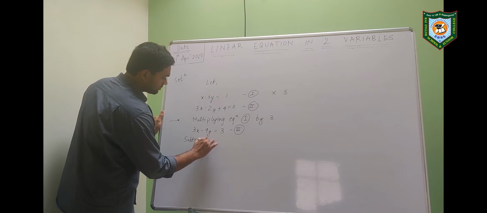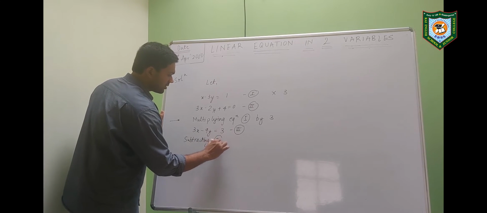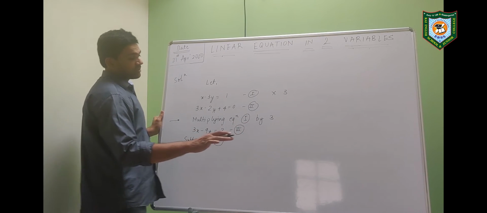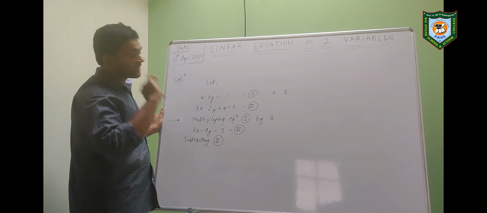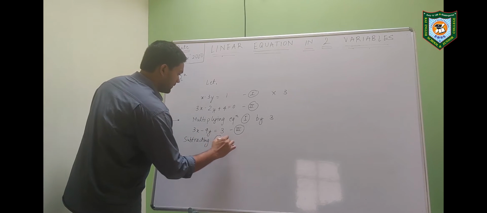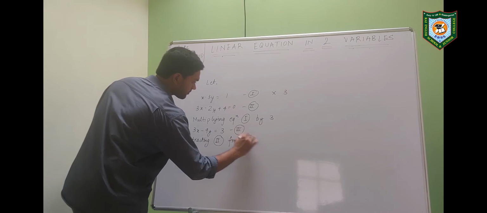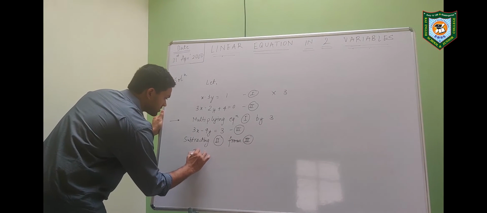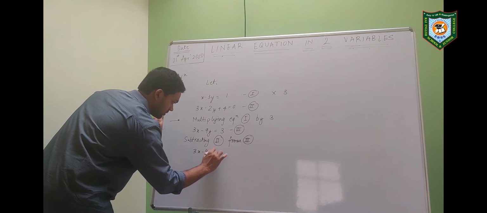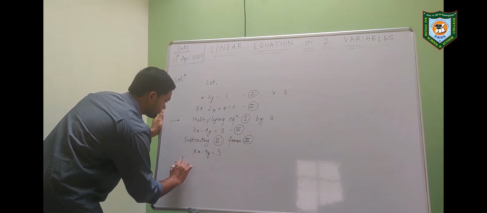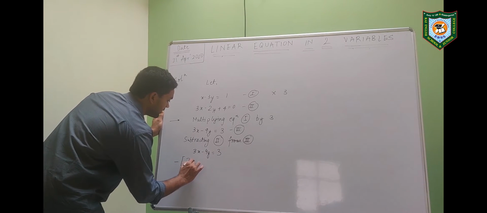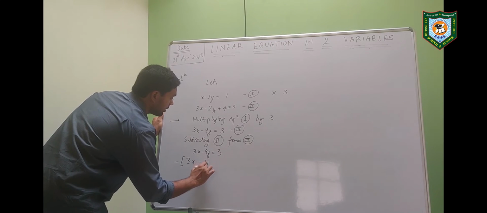So I'll subtract 2 from 3 in this case. It does not matter which one you subtract from which. All that matters is that your sequence should be correct. So 3x minus 9y is equal to 3 minus big bracket 3x minus 2y.